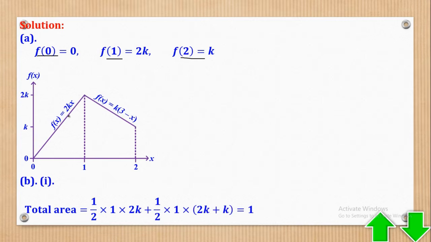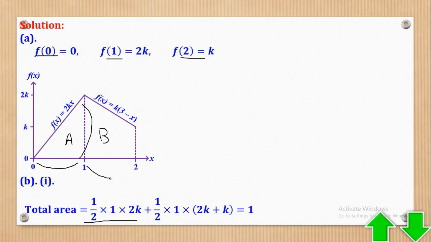But in this case, since our f(x) has entirely linear functions, we can also get the value of the unknown constant using the area under the graph. So in this case, this A is a right angle triangle, and this B is a trapezium. The formula of area for a right angle triangle is half base times height. So base is 1, height is 2k. That's where the half times 1 times 2k is coming from.